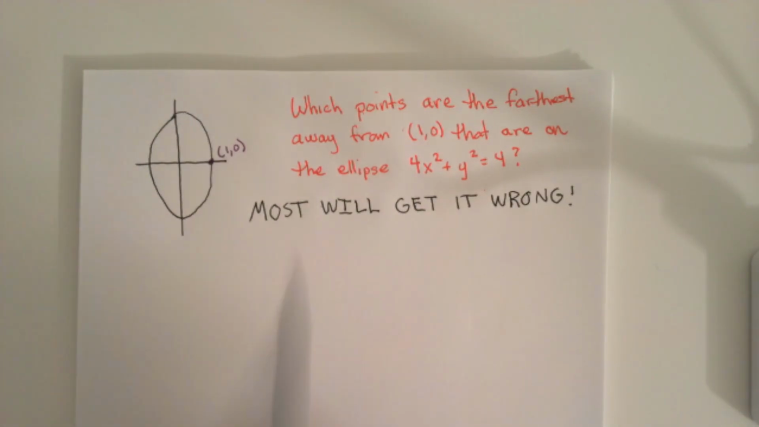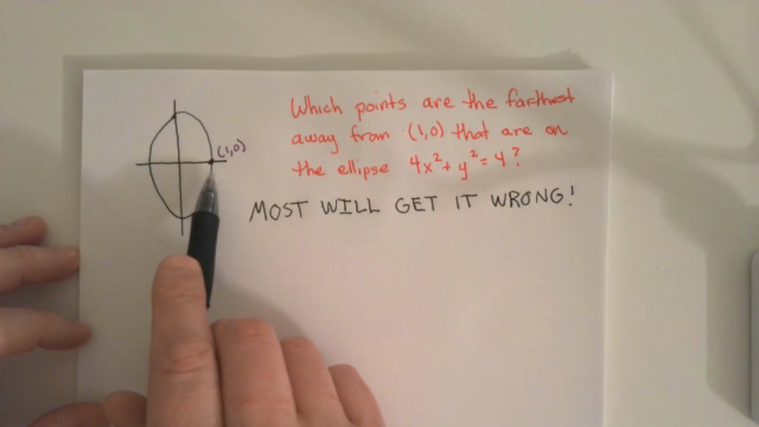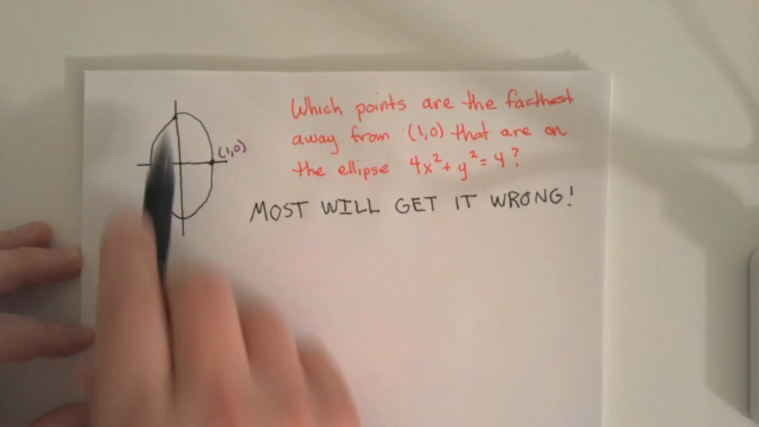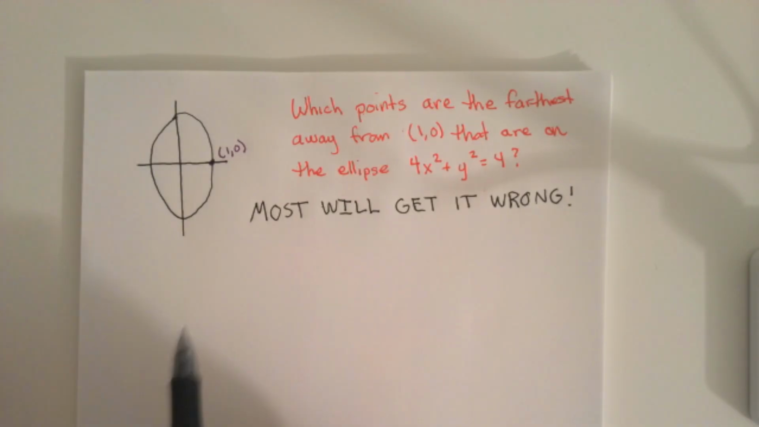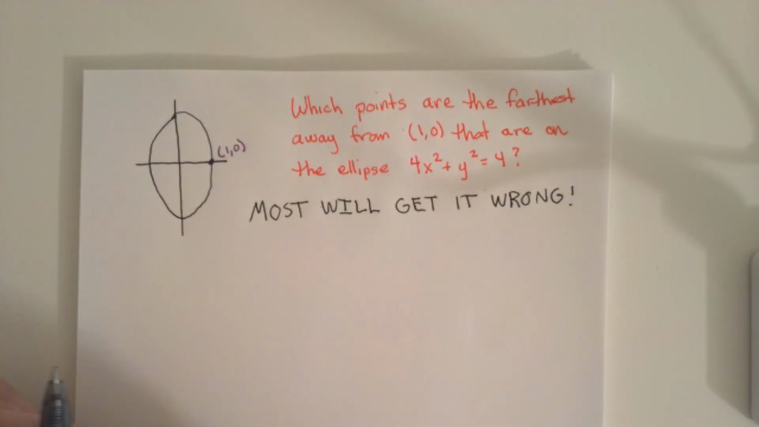Okay, so this problem is from a calculus textbook, although you certainly do not need calculus to solve it. So the question simply is, which points are furthest away from (1, 0) that lie on this ellipse? And I realize my ellipse is not drawn perfectly because I'm more interested in the math than fancy slides.